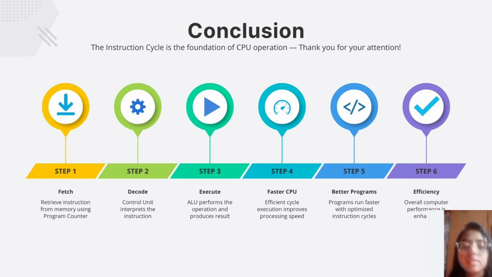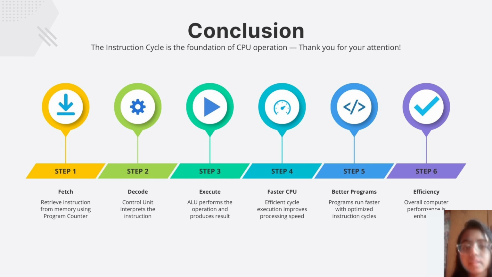And the last part is the conclusion, where there are different steps. Number one is fetch, retrieve instruction from memory using the program counter. Decode, the control unit interprets the instruction. Step 3, execute, the ALU performs the operation and produces the result.